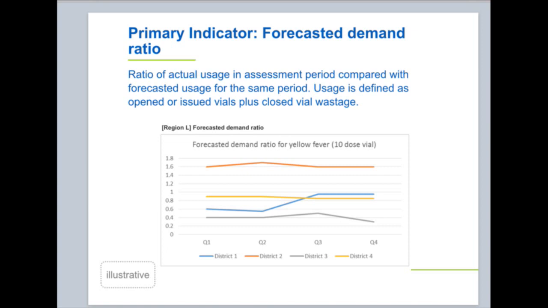Then as well, if there are closed vial wastage issues, it could be due to the temperature in the cold chain equipment not actually working. So there is an indicator on temperature alarm rate, which is the proxy for the quality of the vaccine, for the safety of the vaccine, and the potency of the vaccine. It just looks at the number of alarms, so this is a simple indicator.